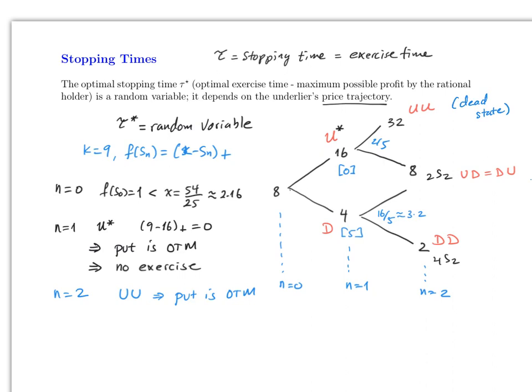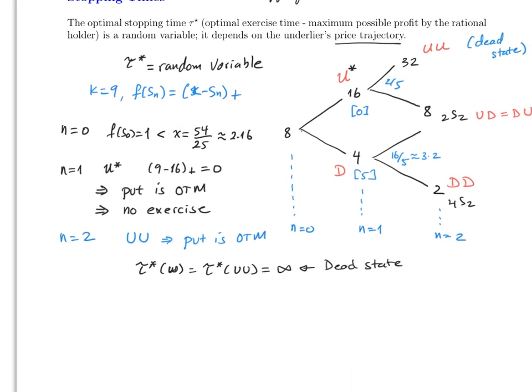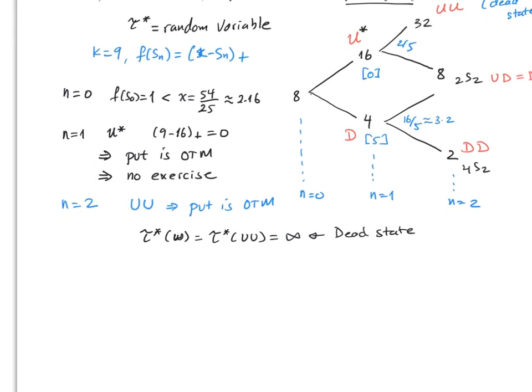So if you end up in that situation, then the optimal stopping point T of omega, which in this case is T omega up, up, is equal to infinity. So infinity is always going to denote the dead state. In that state, again, it means you will not exercise, you will just let it expire. All right, so what about the next case?